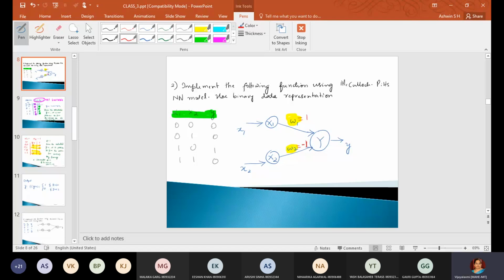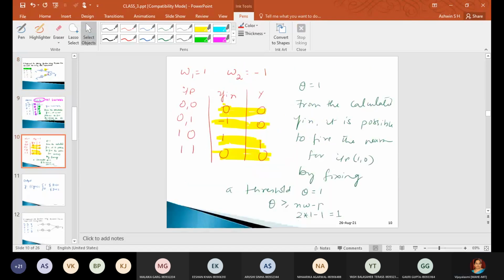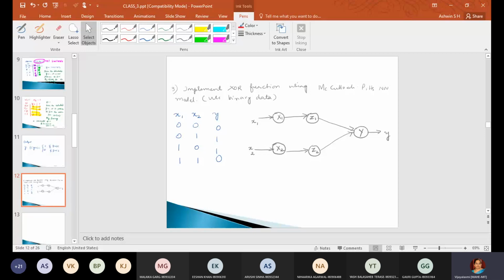Now, let me take one more important problem. I will not solve it fully. I will do it partially and I want you to do the rest. Let me just write that. Yes, take down, all of you can take this down. Implement XOR function using McCulloch-Pitts neural network model. Use binary data.